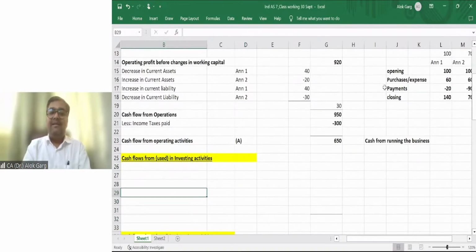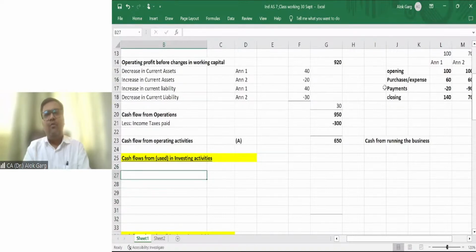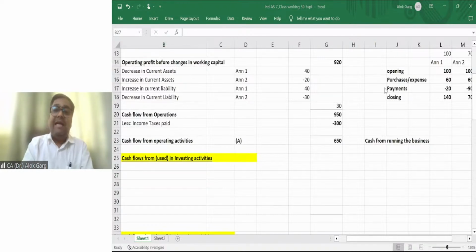Now coming to the next activity, which is cash flow from or used in investing activity. From means when money is coming, it is known as from. When money is going, it is known as used. Now friends, what is cash flow from investing activity? It means the cash flows which are either going out or coming in from the investment in the business, from the longer run assets in the business.